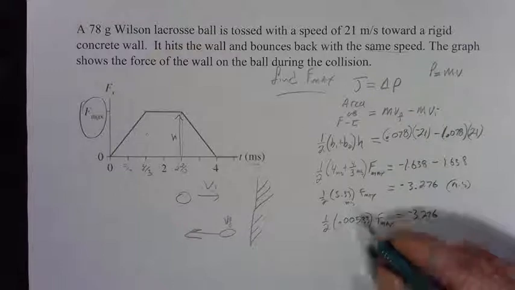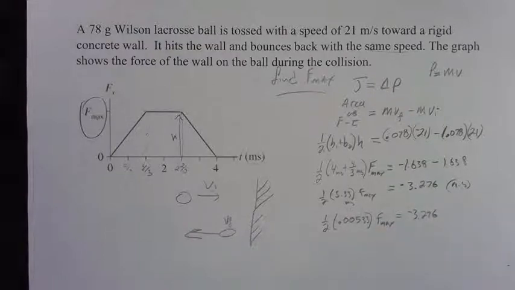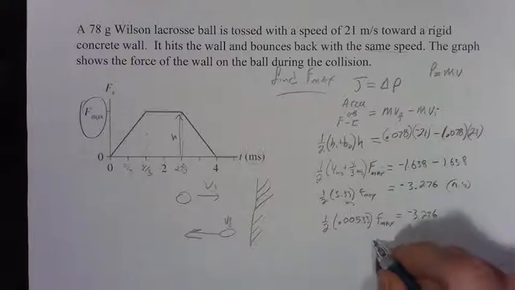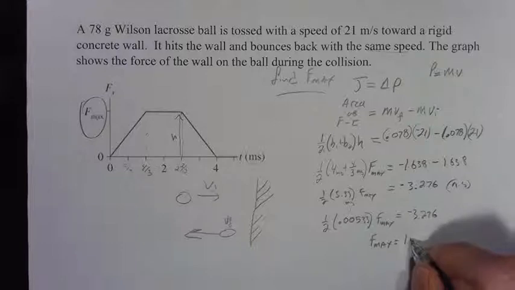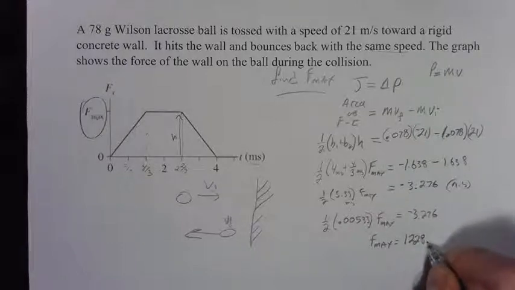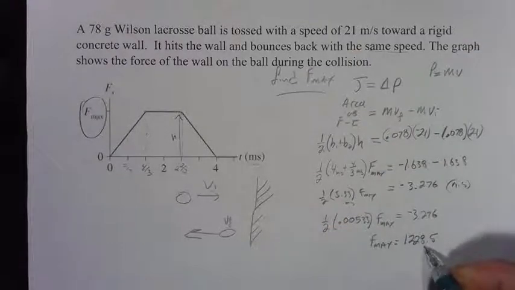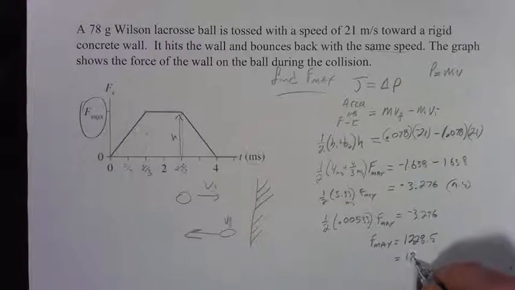We just multiply by 2 and divide by that. Enter times 2 divided by, and we get that F max is going to equal 1,228.5. Looks like we got 2 sig figs, so 1,200 newtons is F max.